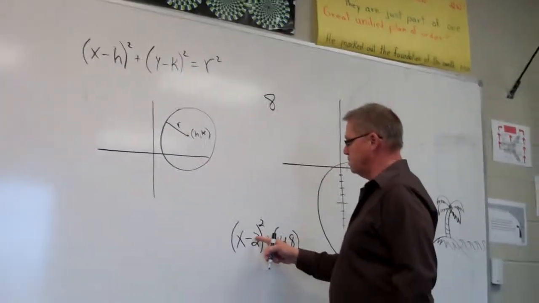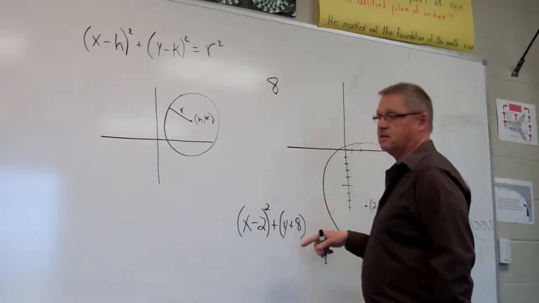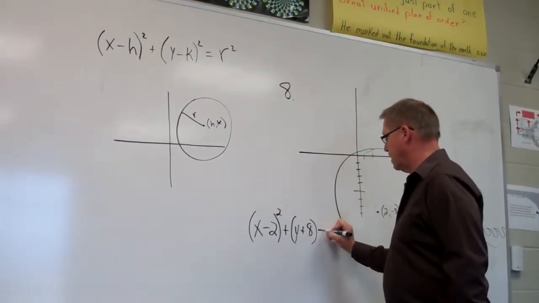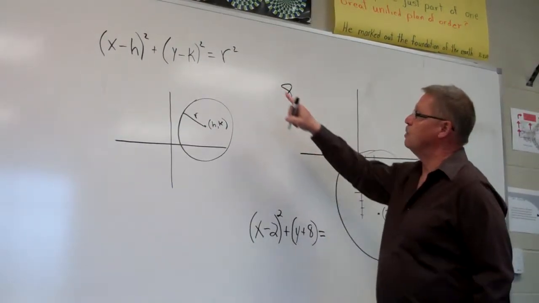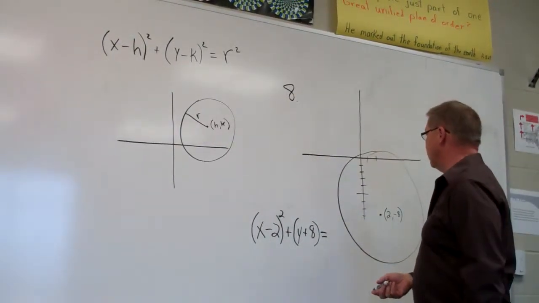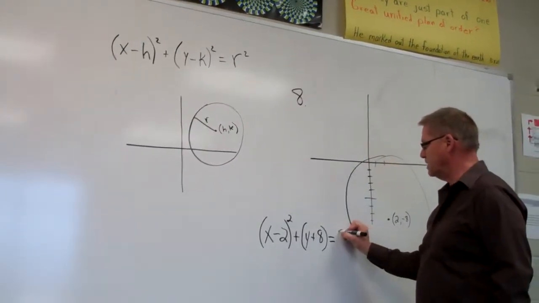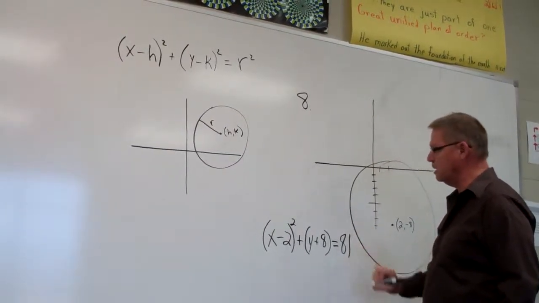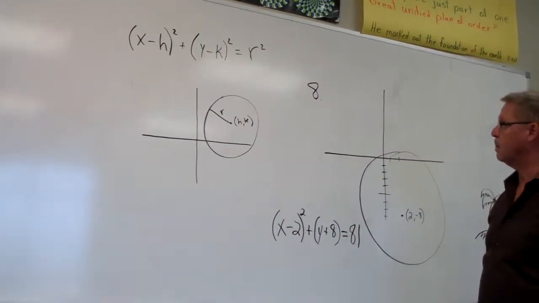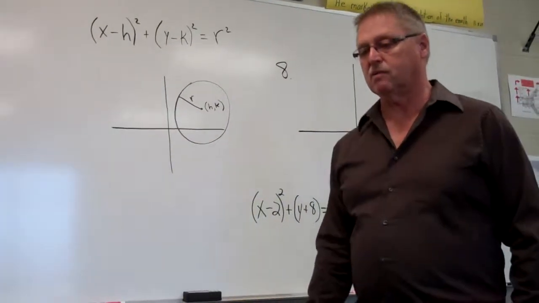A -2 means the center is at +2. A +8 means the center is at -8. They're always going to be backwards. I'm sorry, it's just the way it works. And then right here, we have to put r squared. They told us the r is 9. Well, this isn't hard. We're done. We're done. That's it? No algebra? Not yet. So that's how number 8 would work.